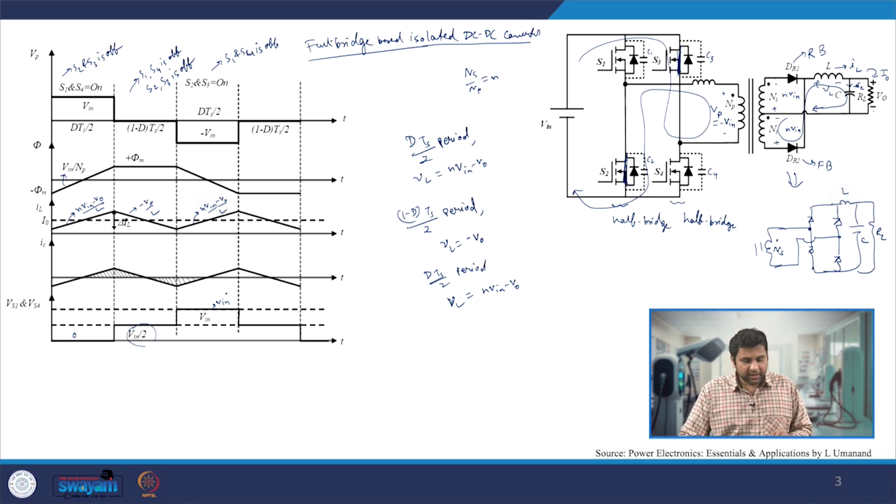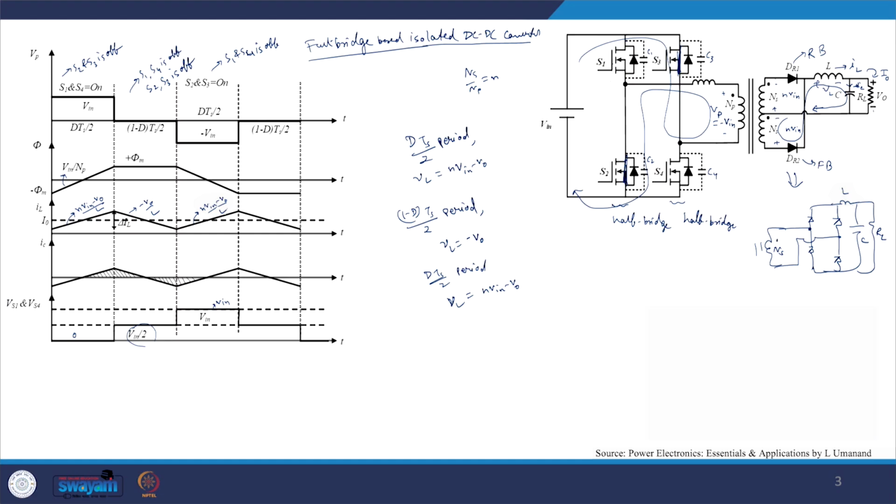So if we look very carefully at this converter, we have to size our devices for only a maximum of Vin voltage. That's one advantage with this converter.